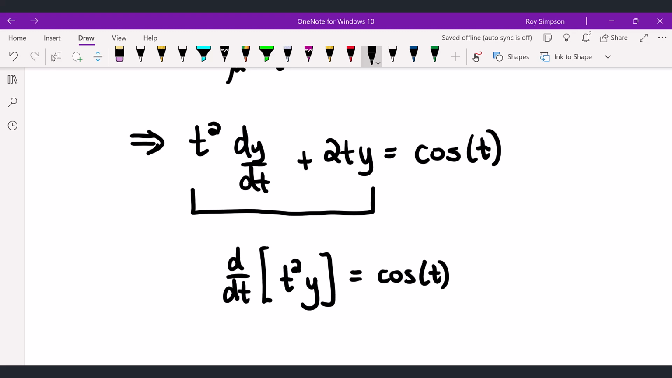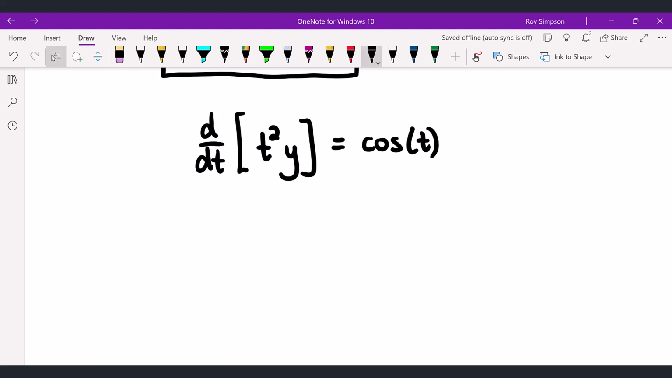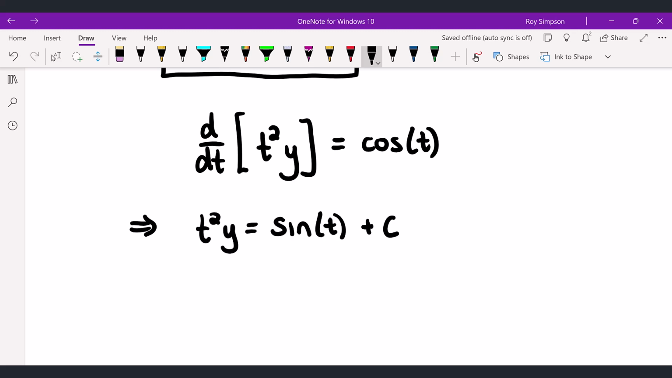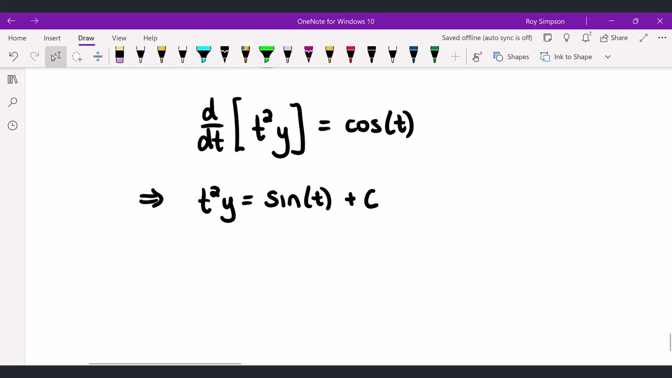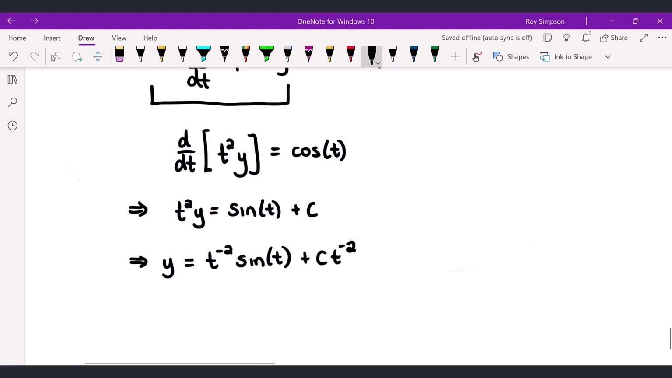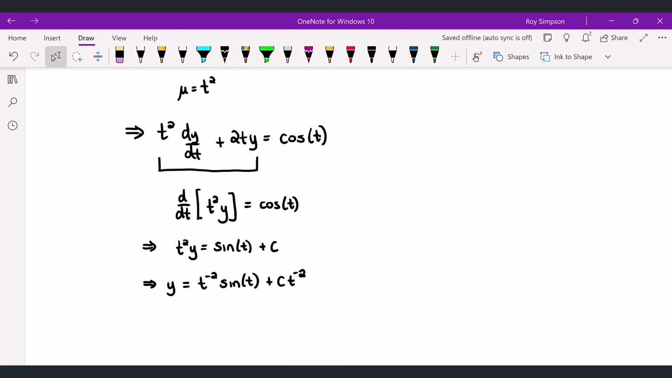Probably the biggest mistake that's made is that people forget to multiply the right-hand side by the integrating factor, so be very careful about that. And then at this point, we just integrate both sides with respect to t, and then divide everything by t squared. And that's pretty much it. We've solved the differential equation.